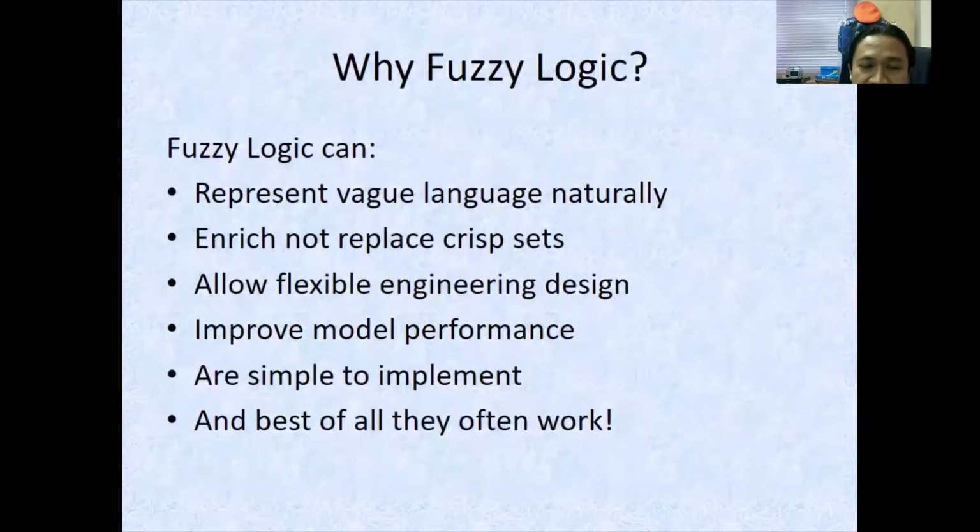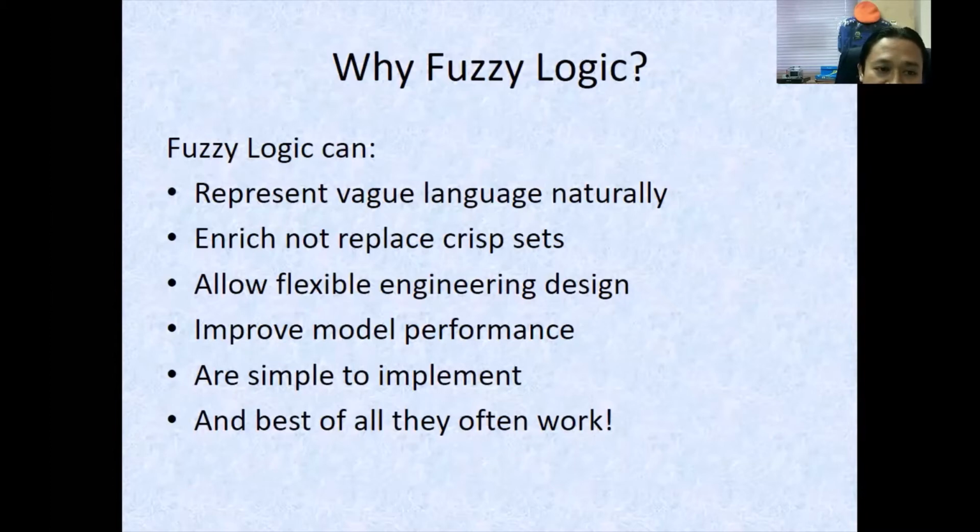All right, so these are the advantages of fuzzy. Why fuzzy logic? You can see some of the advantages of fuzzy logic. Fuzzy logic can represent vague language naturally, for example, near or far. So how can we set these terms into fuzzy terms? For example, really hot, hot, warm, cool. How can we set the range? That we will cover after this.